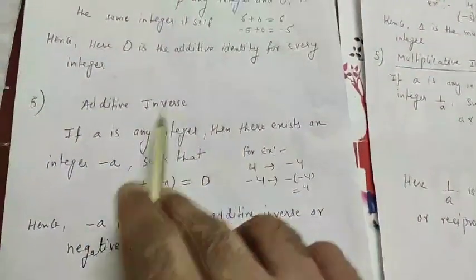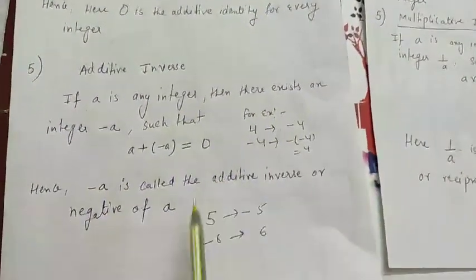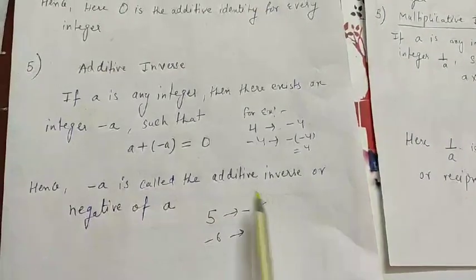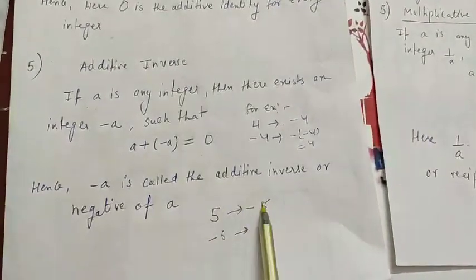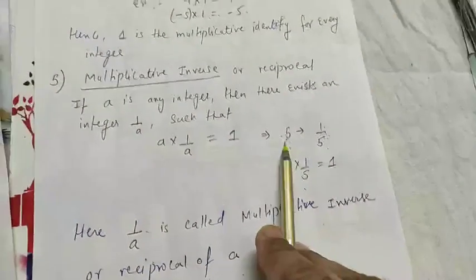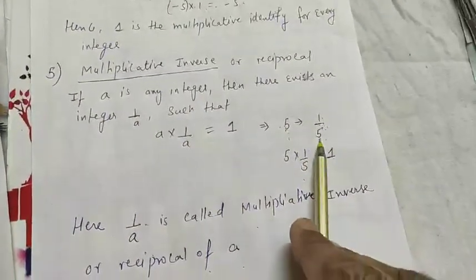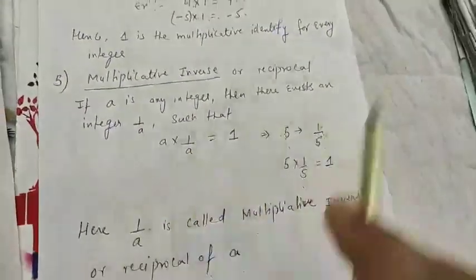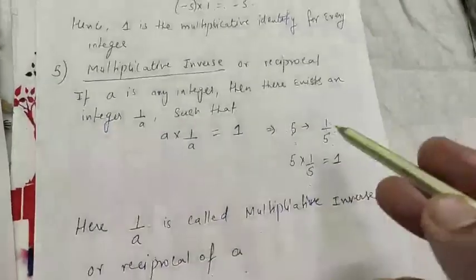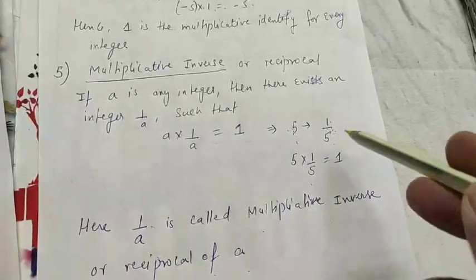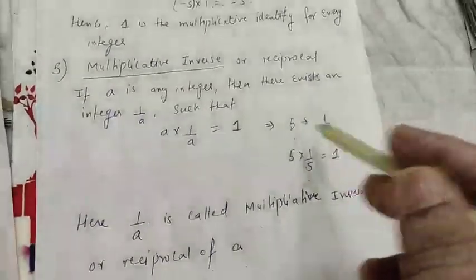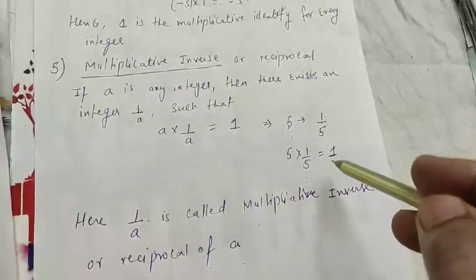Clear? But in addition and subtraction, it was the additive inverse. We were talking about the opposite sign, like 5 becoming minus 5. If you are asking what is the additive inverse of 5, it is minus 5. But here the multiplicative inverse of 5 is 1 by 5, the reciprocal. Additive inverse was changing the sign, but for the multiplicative inverse we have to write it in the form of the reciprocal, so that when we multiply both of them, we get 1.